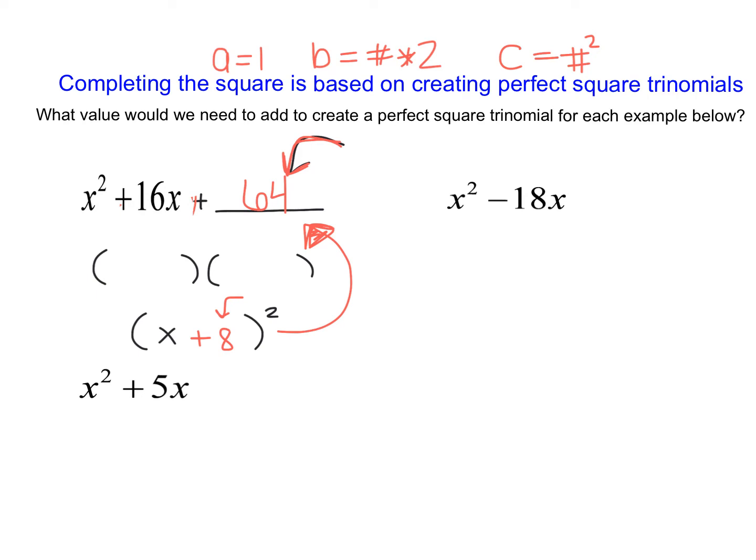So I can see if I add in the 64 there, x² + 16x + 64 can then be rewritten as (x + 8)(x + 8), which turns into (x + 8) quantity squared.